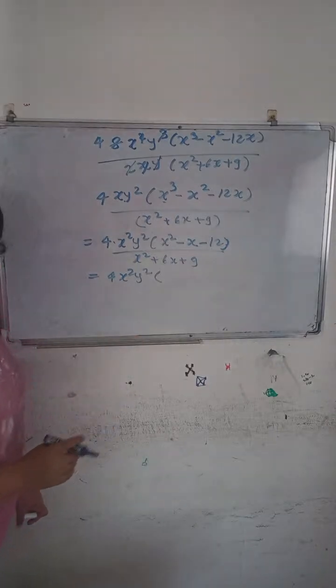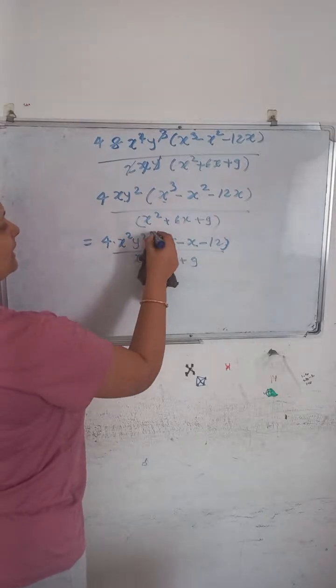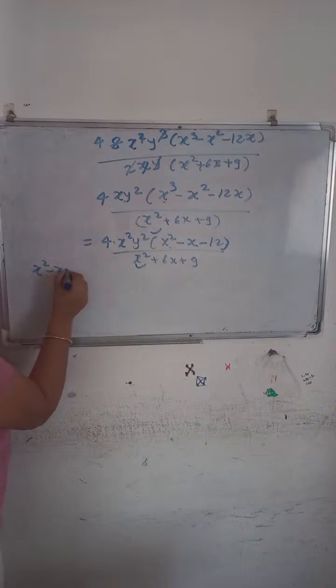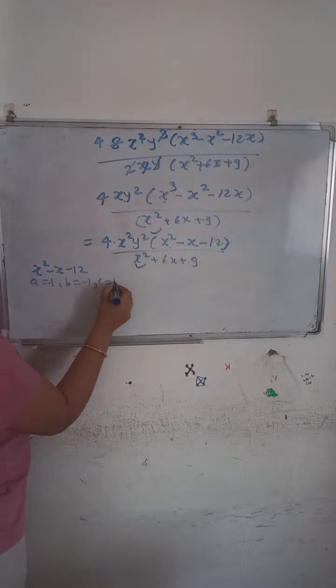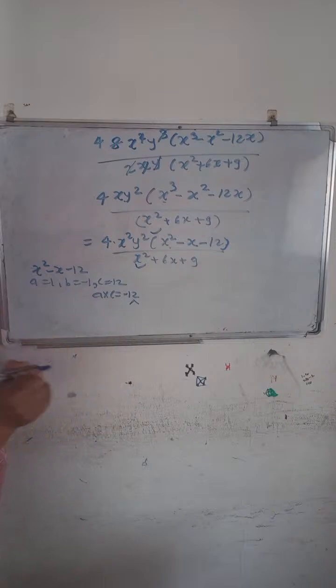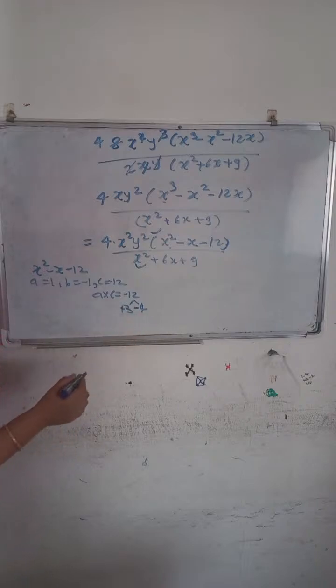So now once you get this, we have to go for the factorization of this entire bracket, because we have to solve by the splitting middle term method. So I will solve here x square minus x minus 12. Here a is 1, b is minus 1, and c is minus 12. So a into c is 1 into minus 12, which is minus 12. I have to divide 12 in such a way that their sum comes to minus 1. So 3 into 4 is 12, and if I take minus 4 and plus 3, I will get minus 1.